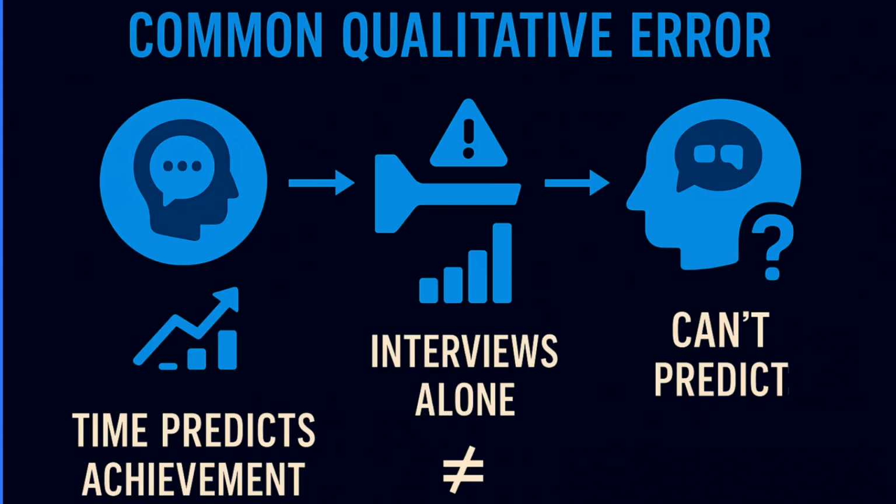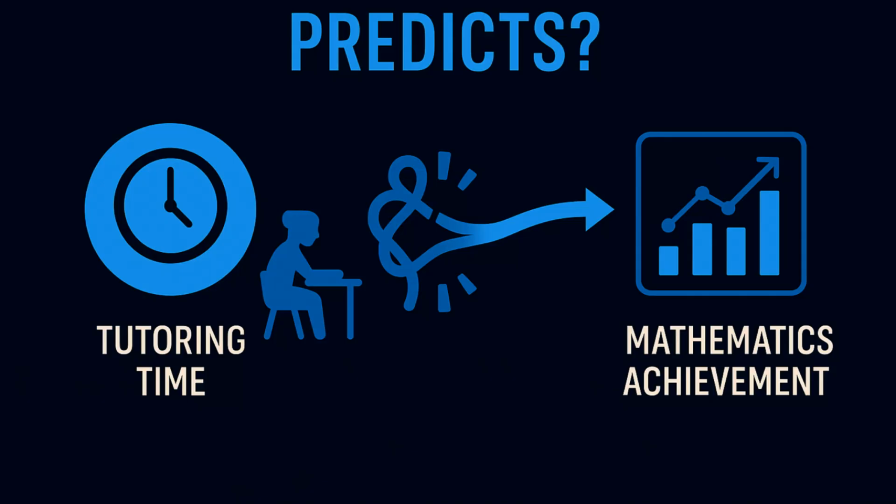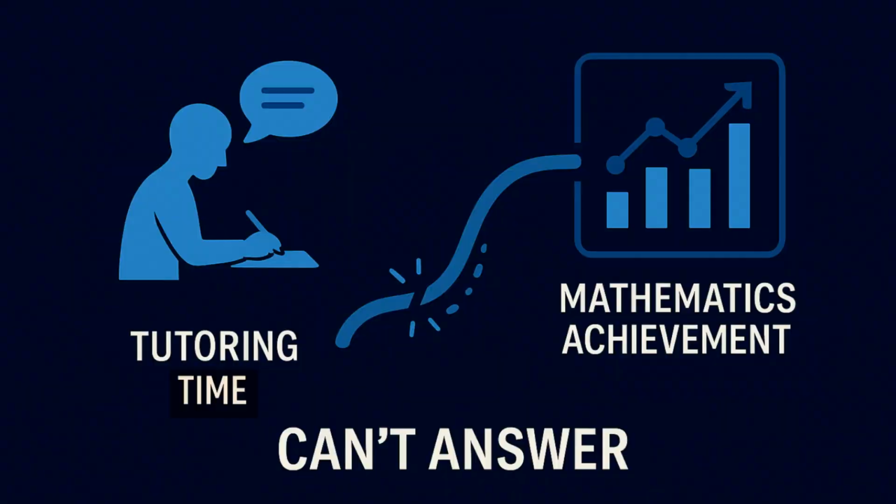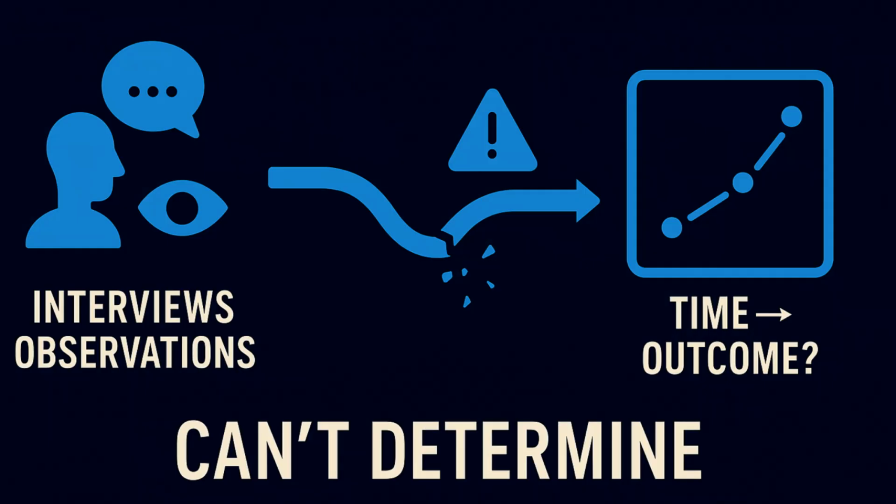A second misalignment appears when a study that requires empirical modeling is framed qualitatively. Consider an investigation in which a district wants to know whether tutoring time predicts improvements in mathematics achievement. The constructs in this case are already defined, and the question centers on whether one variable influences another. If such a study attempts to answer this question through interviews or observations alone, it cannot produce the evidence required to determine whether time truly matters. A qualitative design cannot test the strength or direction of the relationship, and it cannot reveal whether the observed differences reflect meaningful patterns or chance variation.